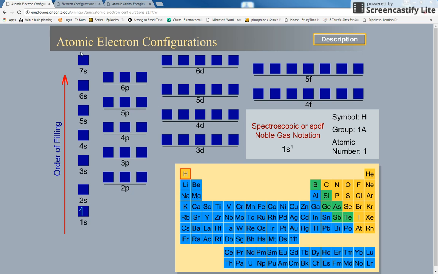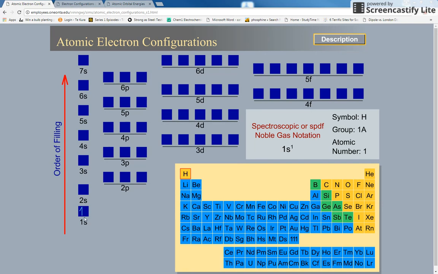Kia ora. This atomic electron configuration simulation is very useful to help you link not only the energy levels and the orbitals to the periodic table, but it also helps you with the electron configuration, and you'll learn about the noble gas notation later on in this lesson.